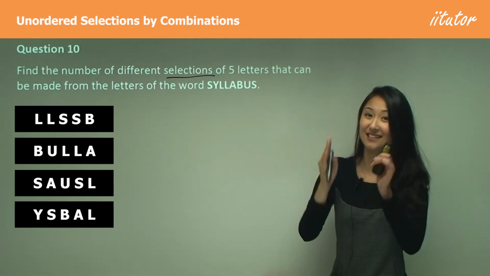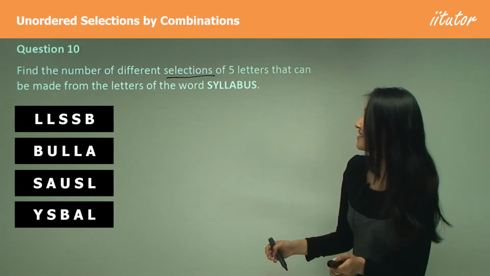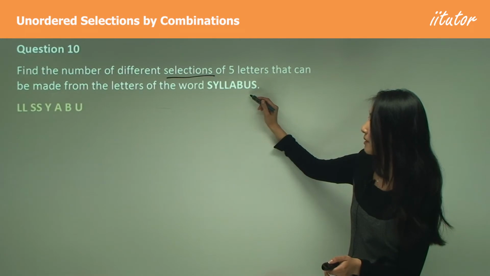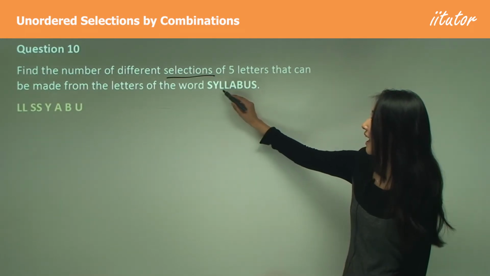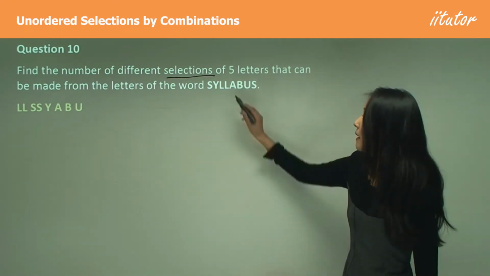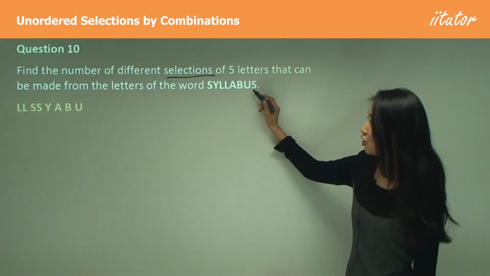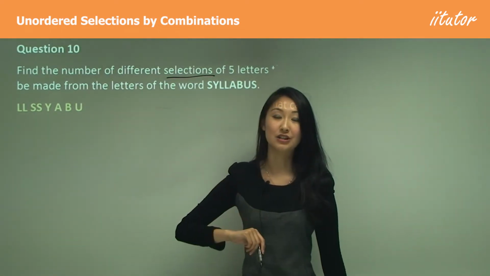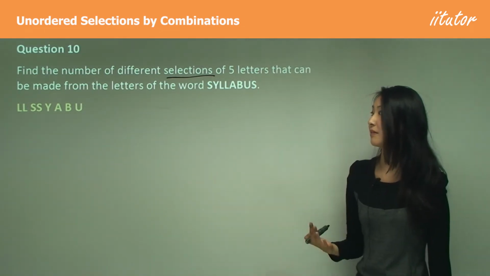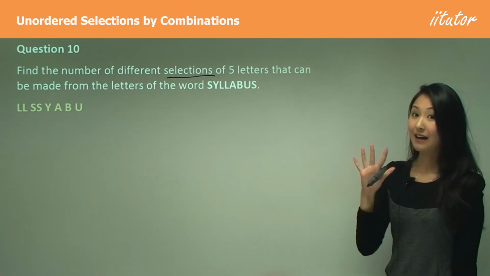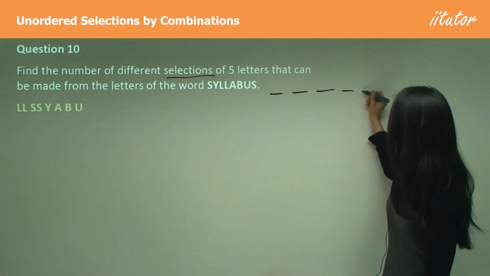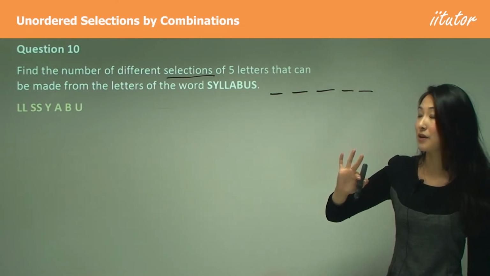It's only selections. And the other thing is, because it's the word syllabus, we're going to have repeats here. So we have L and L is repeated, S and S is repeated. But Y, A, B, and U, there's no repetitions of those. So now you need to consider a couple of things. So 5 letters are being selected, okay? So it's 5 letters.